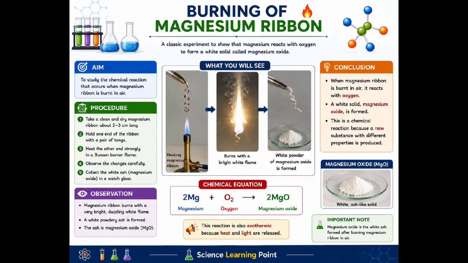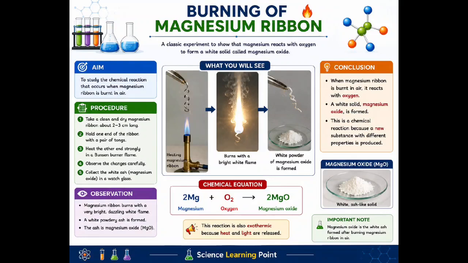Now let's perform a simple laboratory experiment. The aim of this experiment is to observe burning a magnesium ribbon. First, we clean the magnesium ribbon with sandpaper. Why? Because magnesium reacts slowly with oxygen in air and forms a thin layer of magnesium oxide. This layer prevents proper burning.